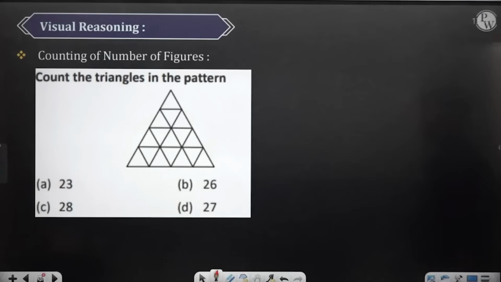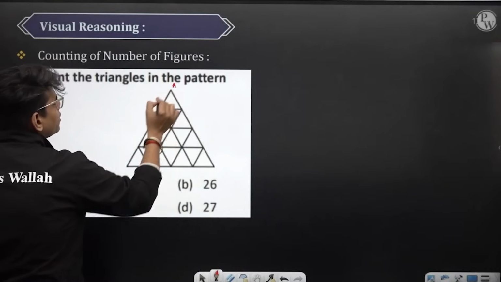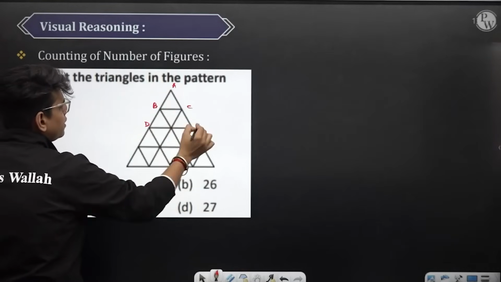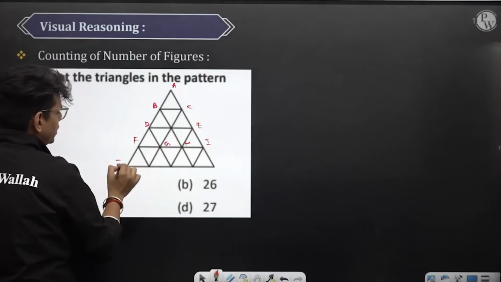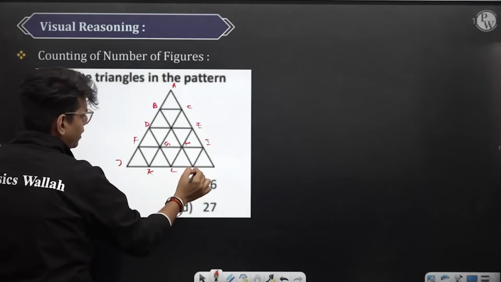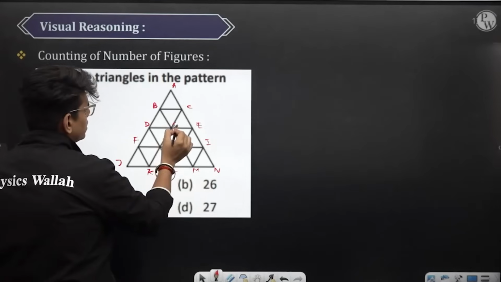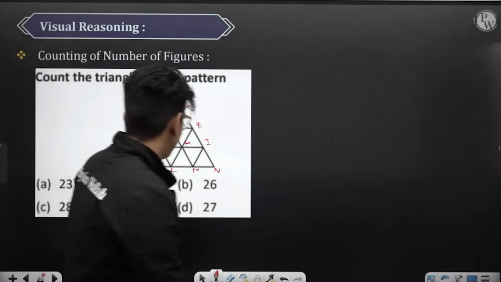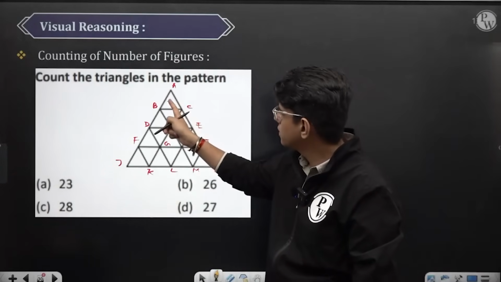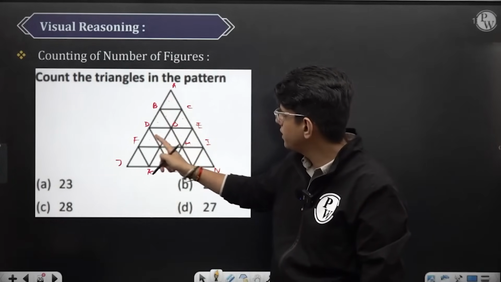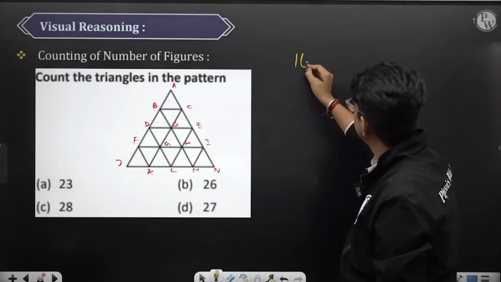Count the triangles in the given pattern. So first of all, we will label A, B, C, D, E, F, G, H, I, J, K, L, M and N. A, B, C, D. This is O, right? 1 left. Okay. So I am now naming the initial smaller triangles 1, 2, 3, 4, 5, 6, 7, 8, 9, 10, 11, 12, 13, 14, 15, 16. So these are 16, right?